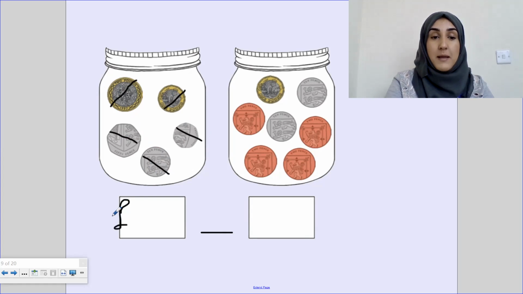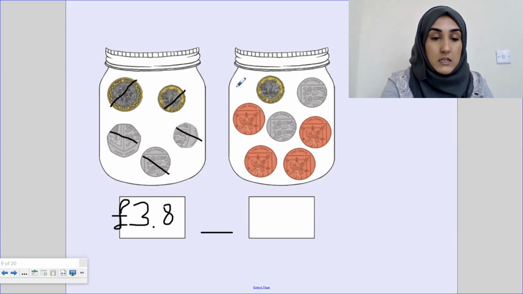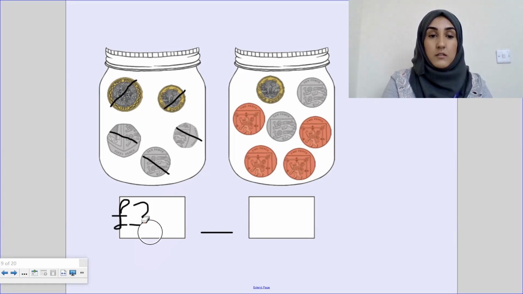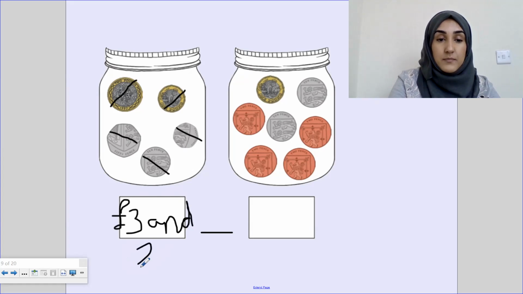Oh, this box might be a bit small. So I'm going to try my best. Oops. Sorry, Morris class, my laptop just decided to completely close there. Sorry about that. I need the rubber. We do not write the decimal point in year 2, so apologies. £3 and I'll have to do it out of the box. I'll write it down here. 80 pence because I don't have enough space.